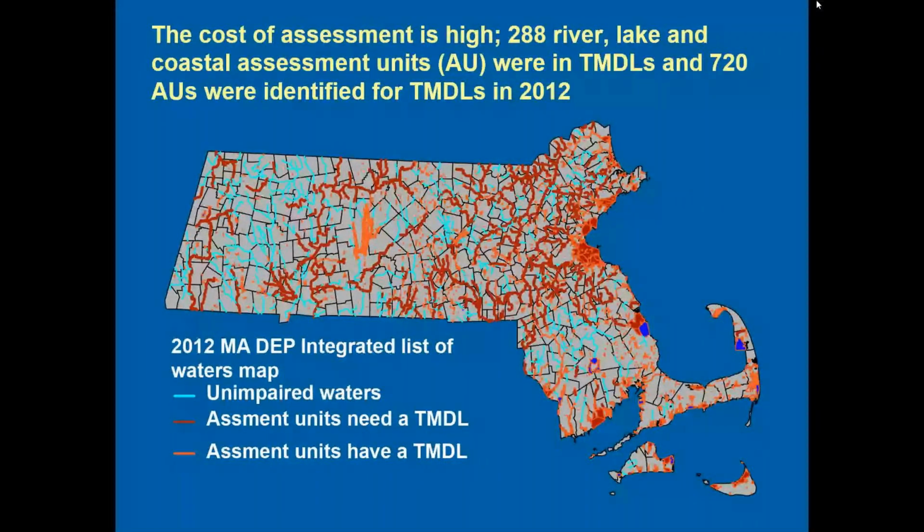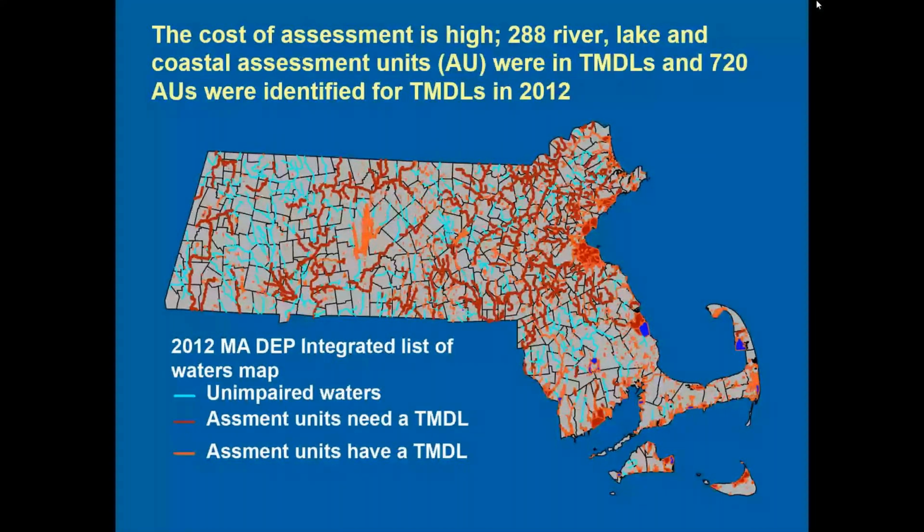In 2012, the Massachusetts Department of Environmental Protection identified 288 river, lake, and coastal assessment units that had TMDLs for 1 or more pollutants, and another 720 assessment units which were identified as needing TMDLs. This map shows these water body classifications in Massachusetts.